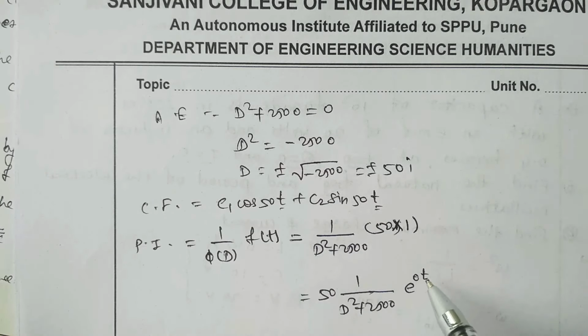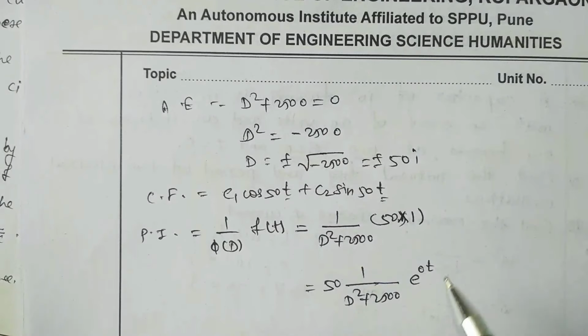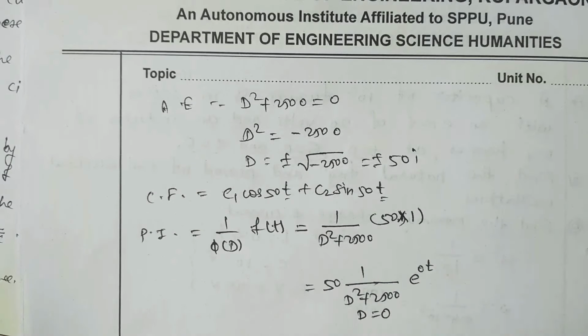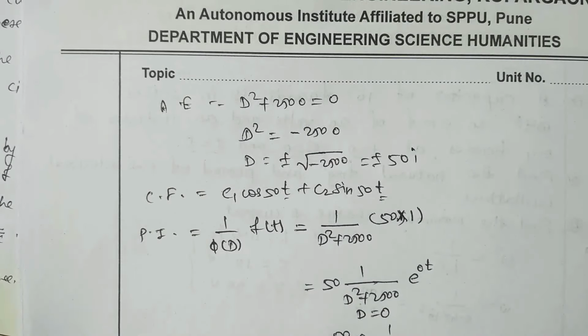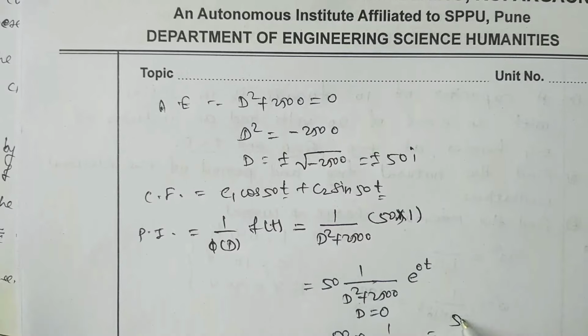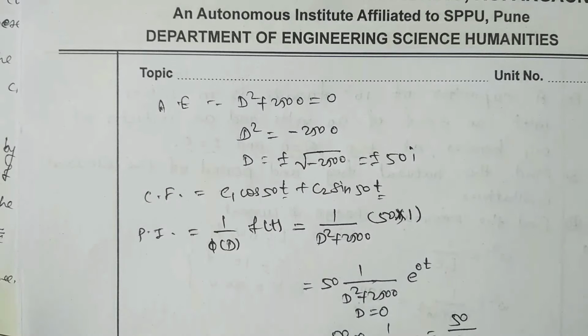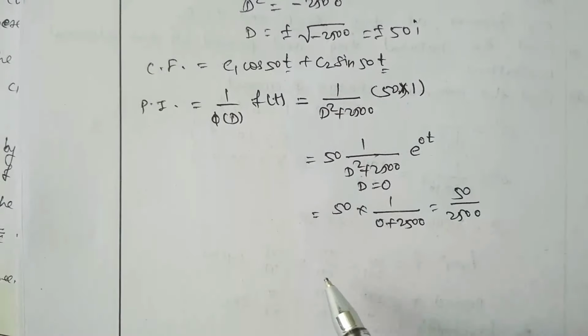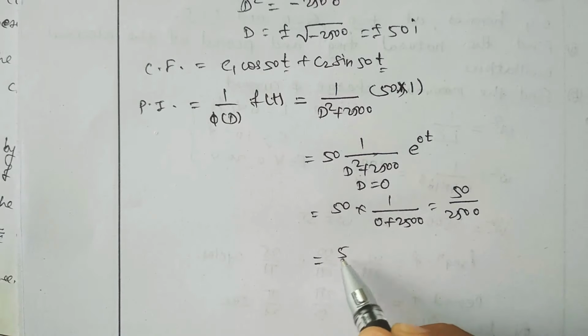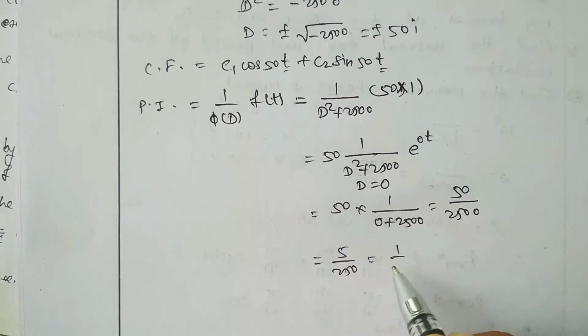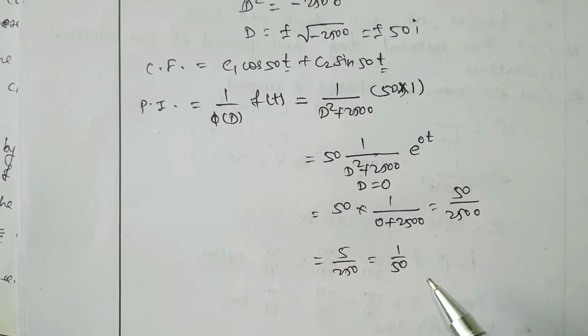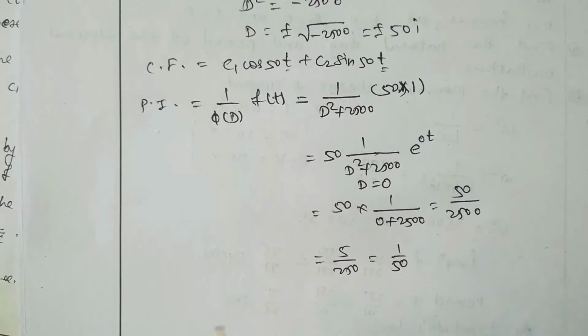The function is e raised to 0t, an exponential term. So replace D by 0. 50 into 1 upon the value of D is 0, so 0 plus 2500. So it is 50 upon 2500. Simplify this, we will get 5 upon 250, that means 1 upon 50. So that is the particular integral.